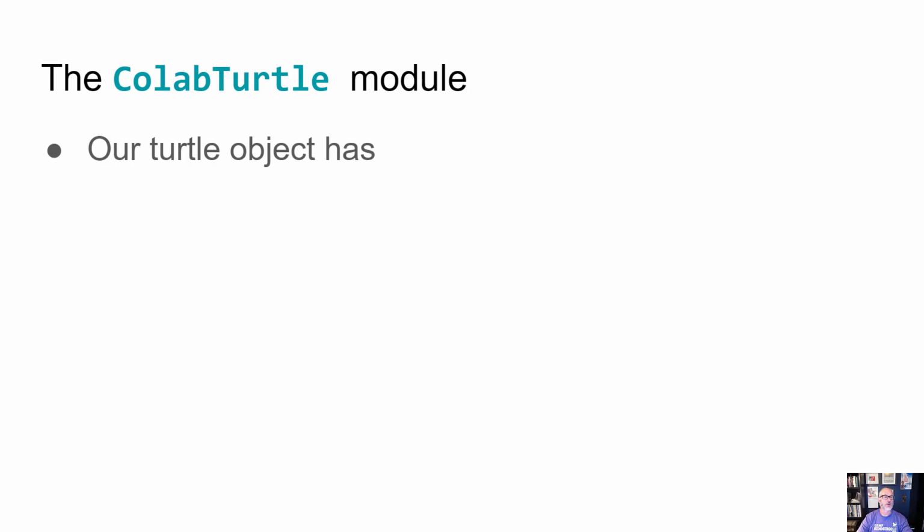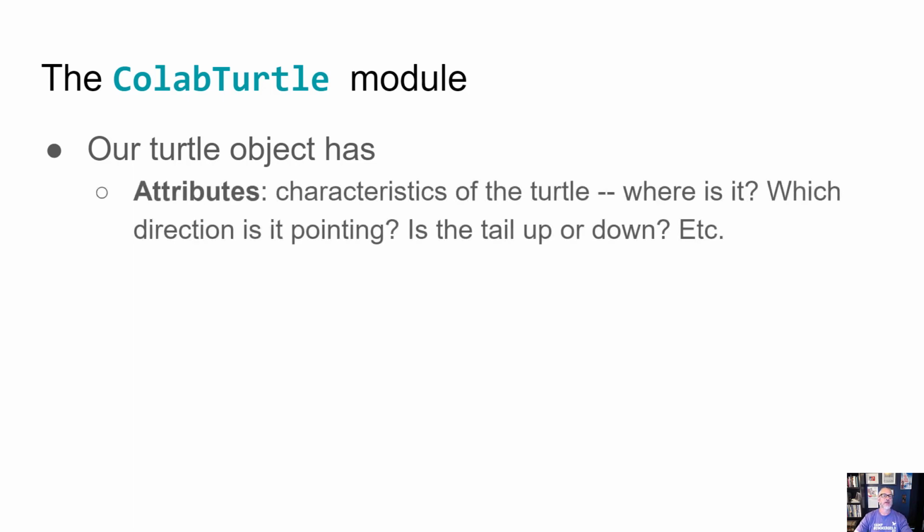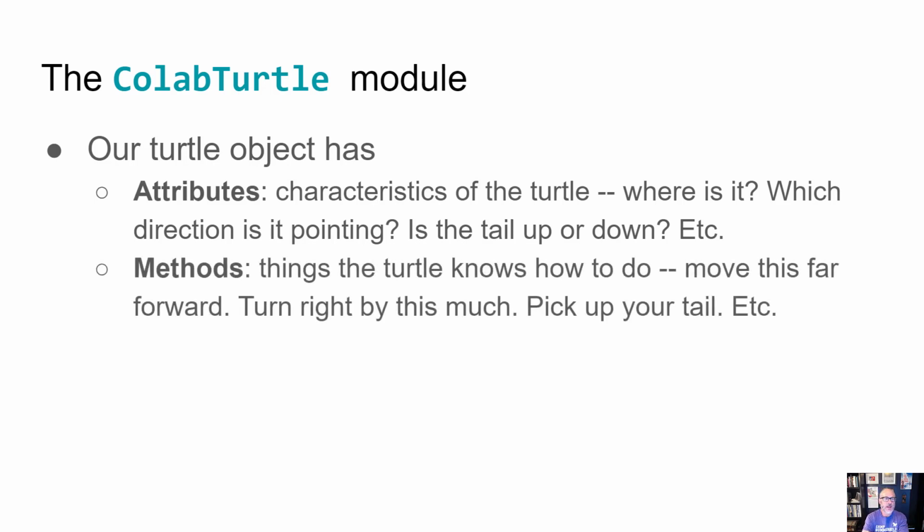So our turtle object has two types of things associated with it. It has attributes, which are the characteristics of that turtle. Like, where is it? What direction is it pointing? Is the tail up or is it down? What color will be drawn with the tail? And so forth. Then the turtle has methods, which are things the turtle knows how to do, like walk this far forward, turn right by this much, pick up your tail, and so on.